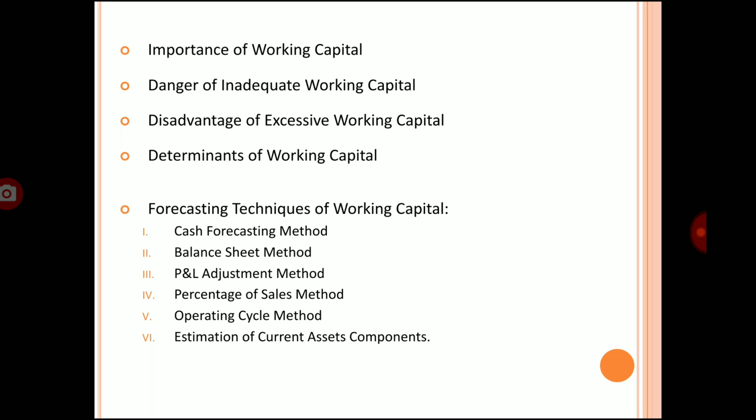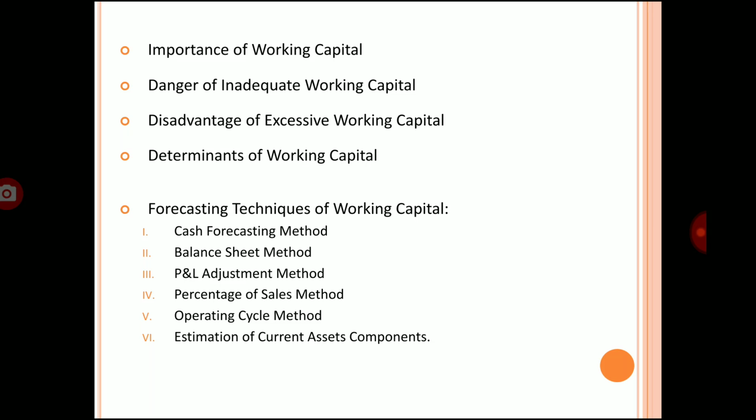So what are the forecasting techniques of working capital? There are various popular methods for forecasting the working capital requirements, which are: cash forecasting method, balance sheet method, profit and loss adjustment method, percentage of sales method, operating cycle method, and estimation of current assets components. So these are basically six. Probably you will find these methods in various reference books. So let us check one by one.